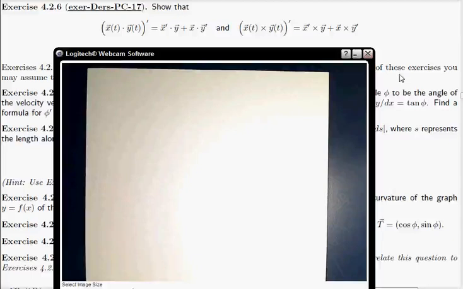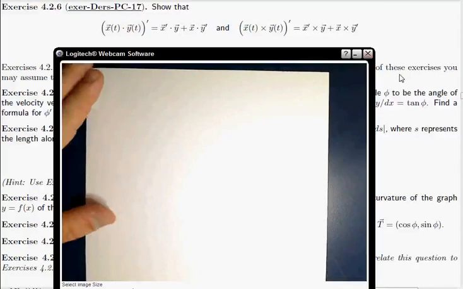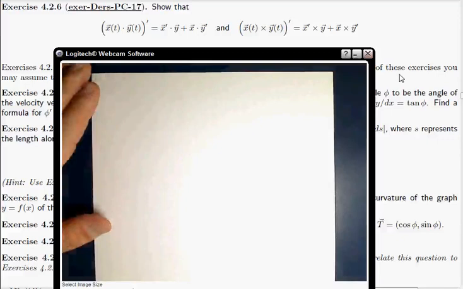Okay, so PC17. These two calculations are very similar. I'll do the cross product one because that's the one you specifically asked about, and it's just a certain amount of tedium, I'm afraid. Specifically, we're looking at the cross product of x and y.